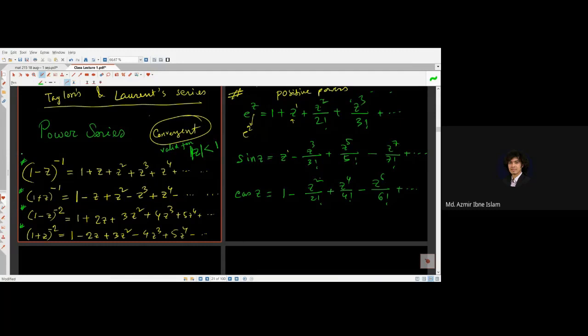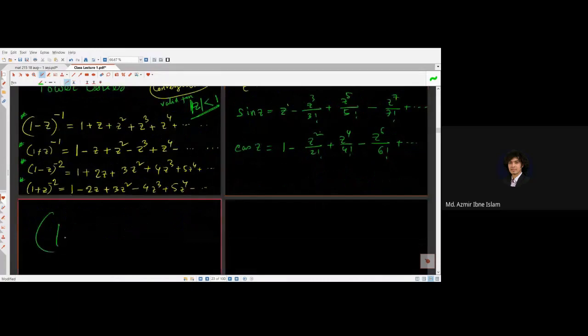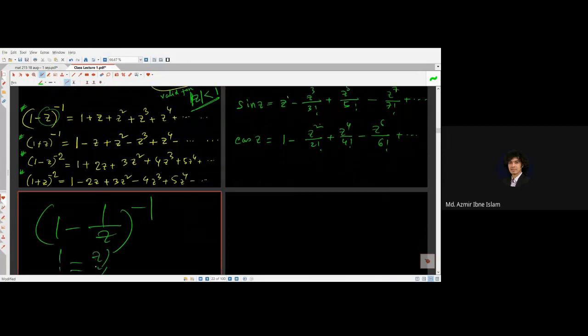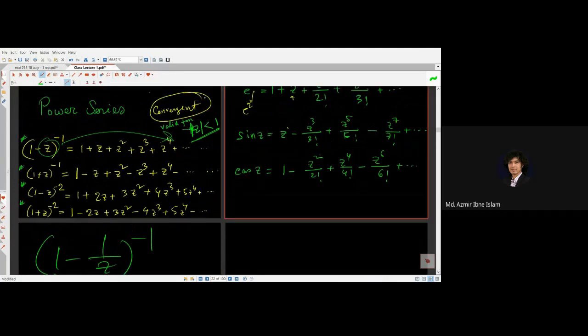For now, I am just discussing the theoretical concept, okay? You will understand when we move to the problem solving part. So remember, all these things are valid for modulus of z less than 1. If we have some other things, let's say 1 over (1 minus 1 by z) power negative 1. That is not the same as 1 minus z, but the pattern can be the same as (1 minus z) power minus 1. So we know that for this one, the convergent criterion is modulus of z less than 1.